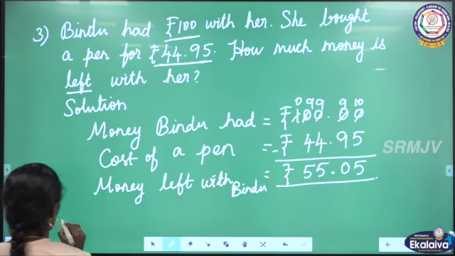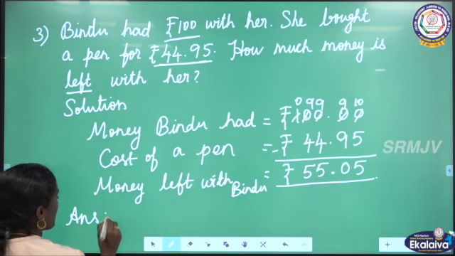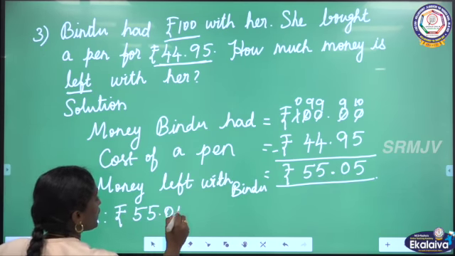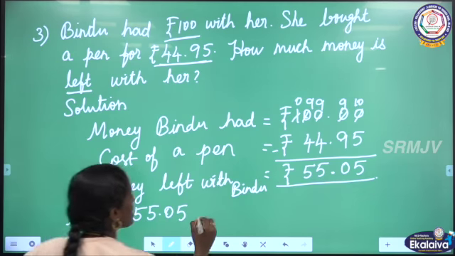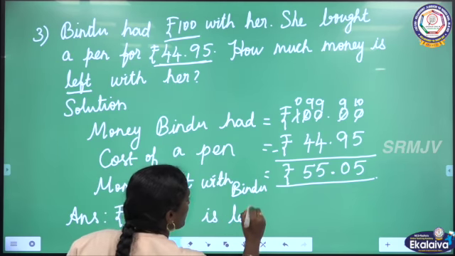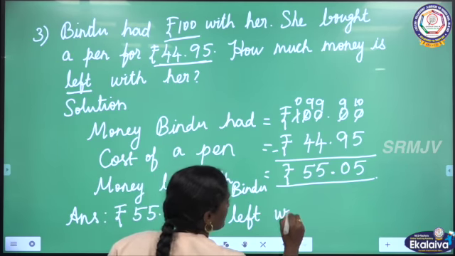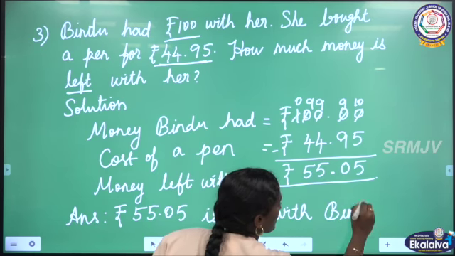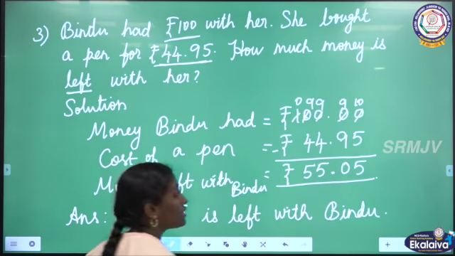Okay, we have to write the answer statement. Rupees 55.05, 55 rupees 5 paise is left with Bintu. Is it clear, children?